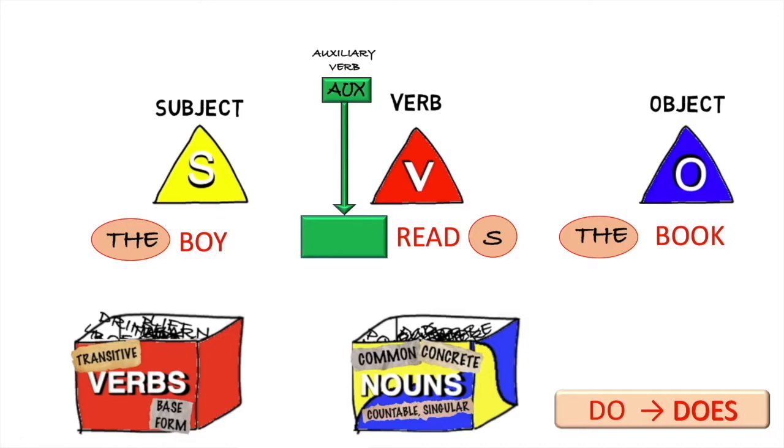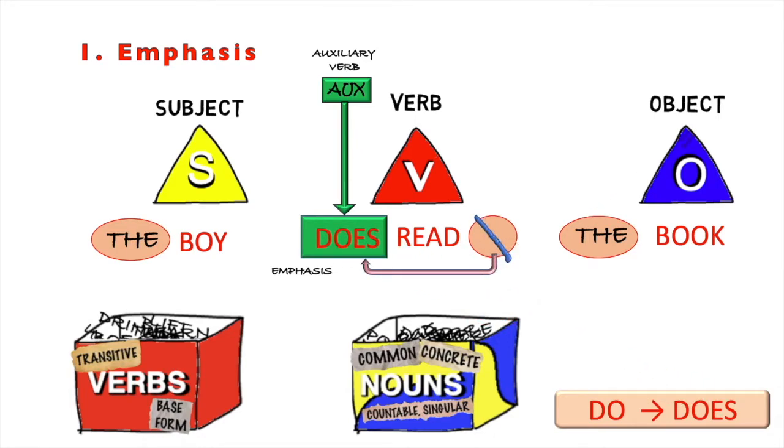Do as an auxiliary has three basic functions. The first function is to give emphasis to the verb. Note how the main verb now takes its infinitive or base form, and the S of the main verb moves over into the auxiliary does. This use of the verb do makes the main verb stronger. We typically use it when there's some doubt about whether the main verb is true, and we want to say strongly that it is true. The boy does read the book.